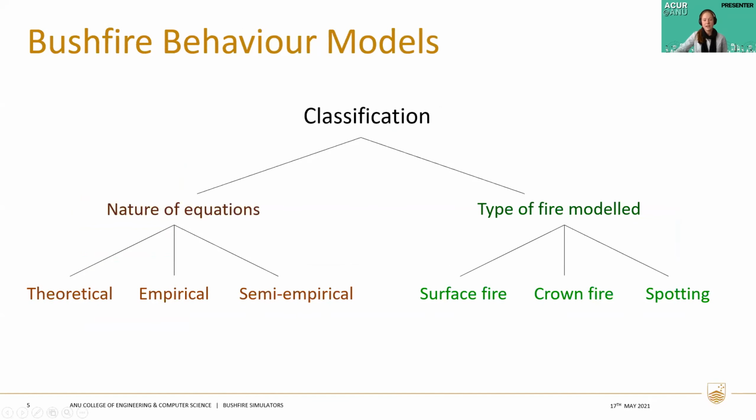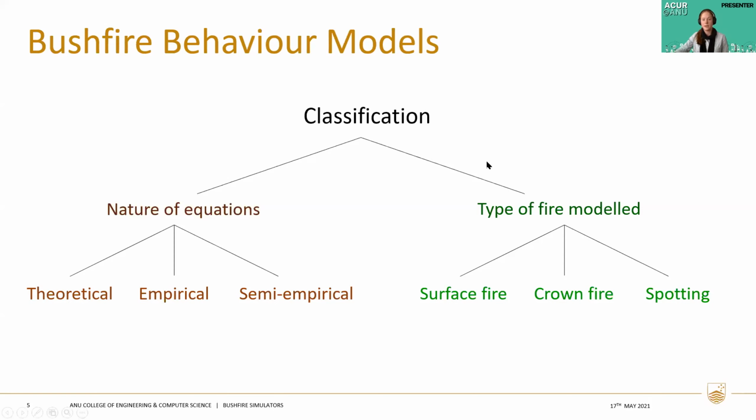So in order to get an idea of the different fire behavior models that can be used, we can look at how they can be classified. Models can be classified in two different ways. Firstly, they can be classified based on the type of equations that they use. So for example, theoretical models are based on physical laws, whereas empirical models are based only on observed fire behaviors from experimentation or historical studies of forest fires. And then semi-empirical models are based on both theoretical expressions and empirically derived components.